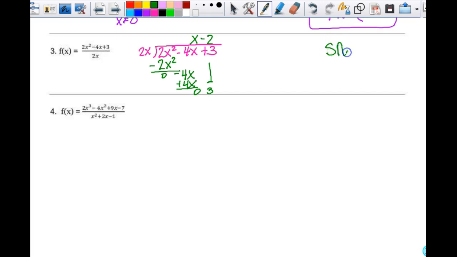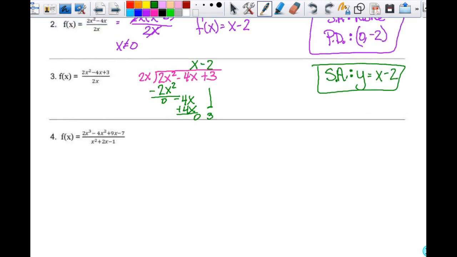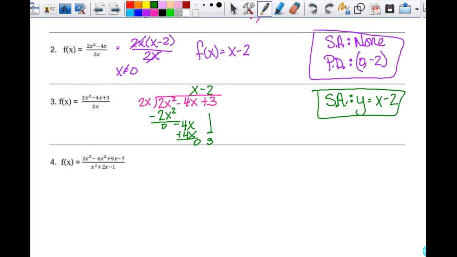So my slant asymptote then is at y equals what? X minus 2. And notice here, if I had done long division here, I would have gotten x minus 2 and I would not have had a remainder. That's because it completely cancels out. So you will expect a remainder when you're doing slant asymptotes every time. If you don't get one, then you missed something that you were supposed to cancel out. Okay, we good? Questions? All right, you work on number 4.